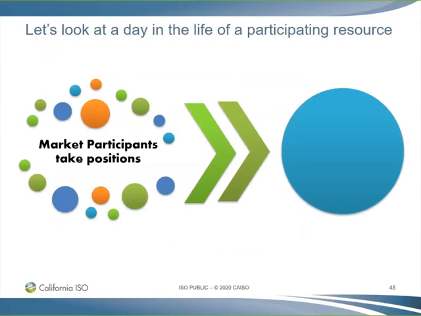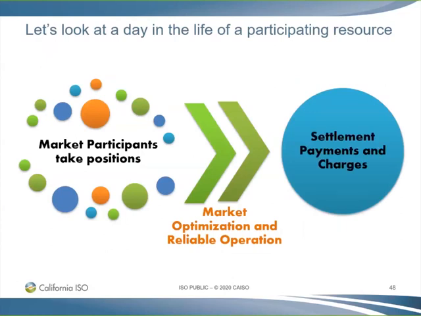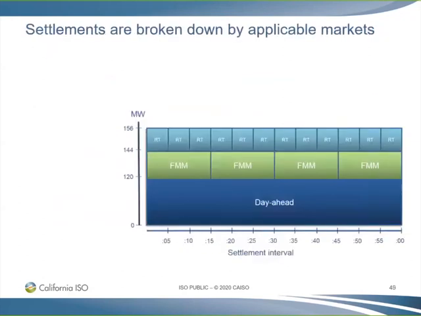The image on this slide provides just a high-level depiction of the activity that occurs in the day-ahead and real-time markets. It begins with market participants taking various positions by submitting bids and schedules. The market processes run, and we've talked about those market processes in depth, and they provide an optimized solution that is least cost while meeting local reliability needs. These transactions are then tallied on settlement statements by trade date, and finally compiled and sent out via invoice or payment advice on a weekly schedule.